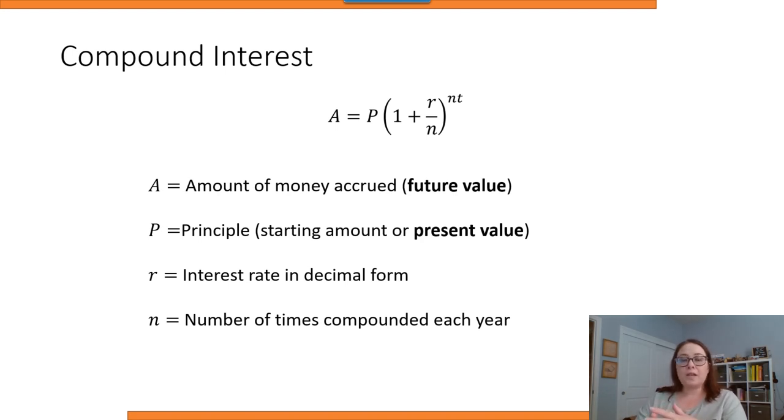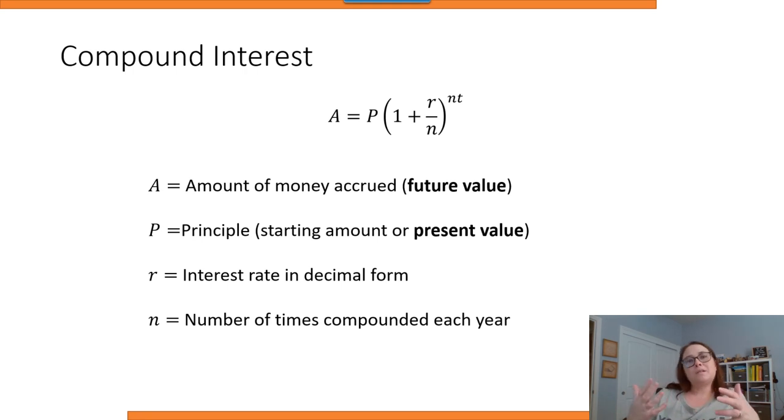R is going to be the interest rate, and make sure usually you're given that interest rate as a percentage. You've got to convert that to a decimal when you're using this formula, or the calculation will not come out correctly. And N is the number of times compounded each year.